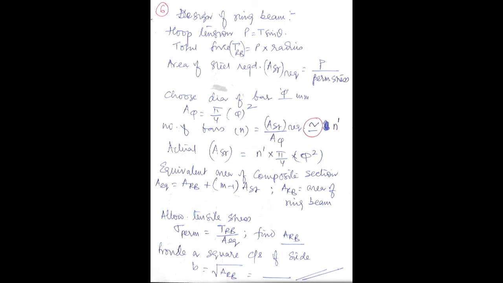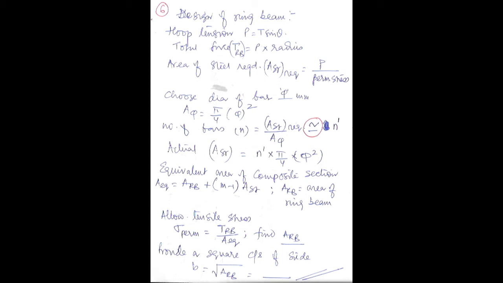So step number 6, that is the design of the ring beam. So hoop tension, we have found out the hoop stress. Now hoop tension we can find out from that, T sine theta. Now total force in the ring beam, we can find, TRB is equal to P multiplied by the radius. Now area of the steel required, AST required, is equal to P divided by the permissible stress.